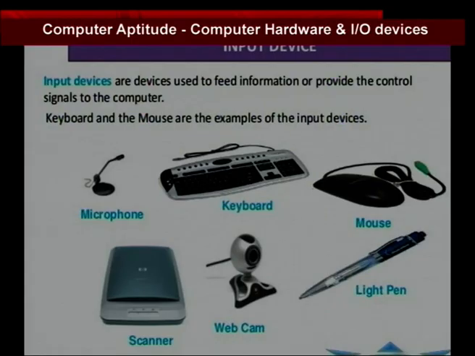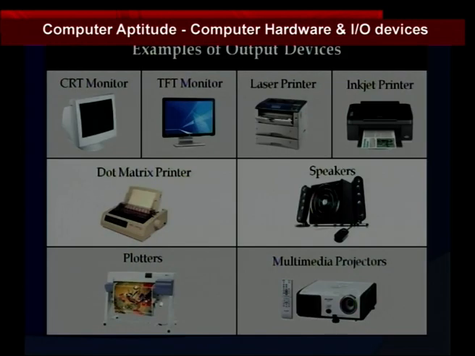Okay. Next, what are output devices? Output devices include the CRT monitor, which is one of the output devices. TFT monitors are the latest version, which you should use. Next, laser printers. Laser printers combine scanner, Xerox and printer. Next, inkjet printers. Inkjet printers are useful for color printing. They are very flexible to use. And coming to dot matrix printers.